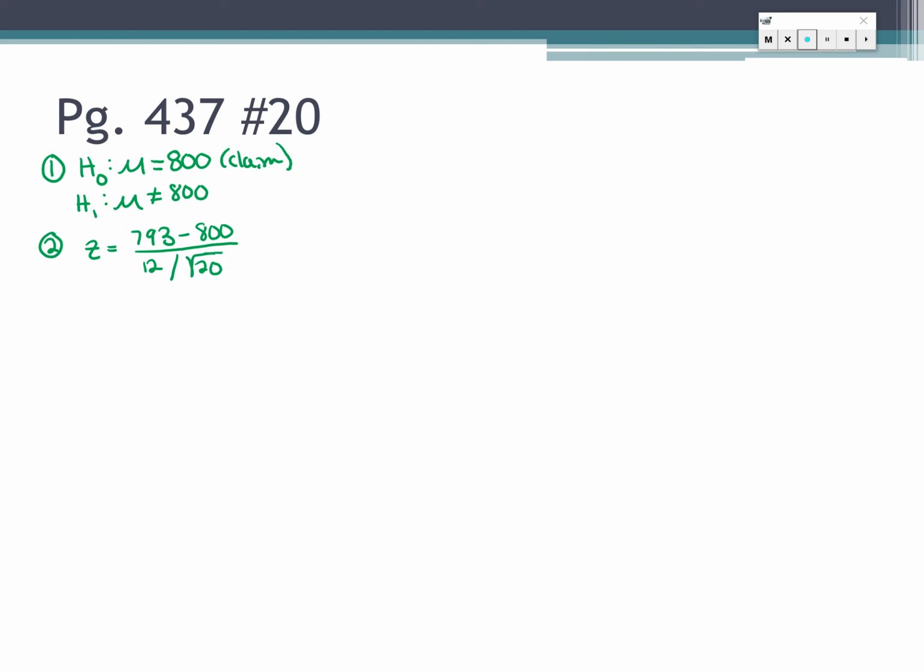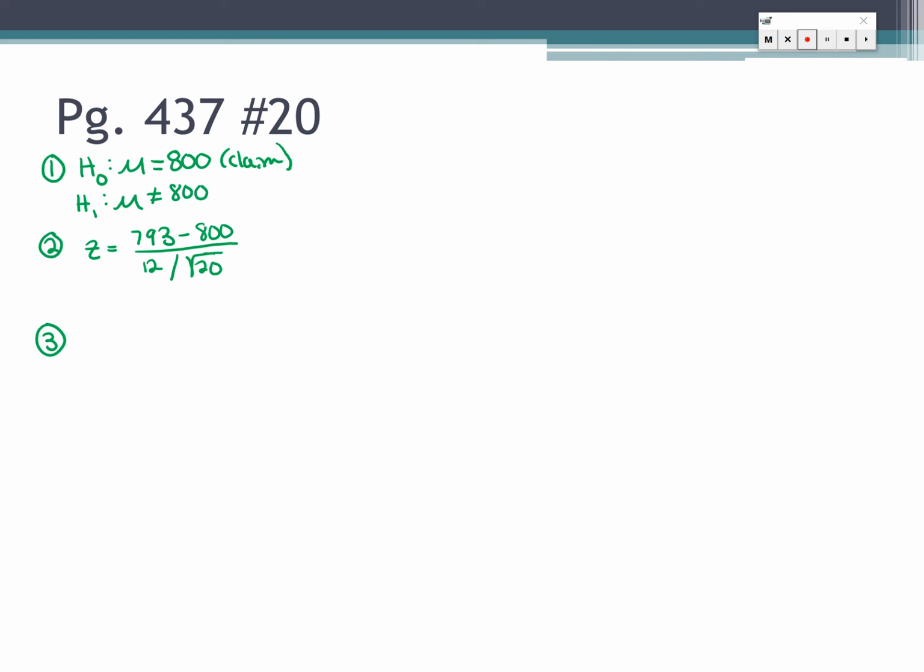Again, every example we've done today, we've known the population standard deviation. That's how we know to use z. Just like with our confidence intervals, if we knew population standard deviation, we used z. Same thing here with our hypothesis testing.